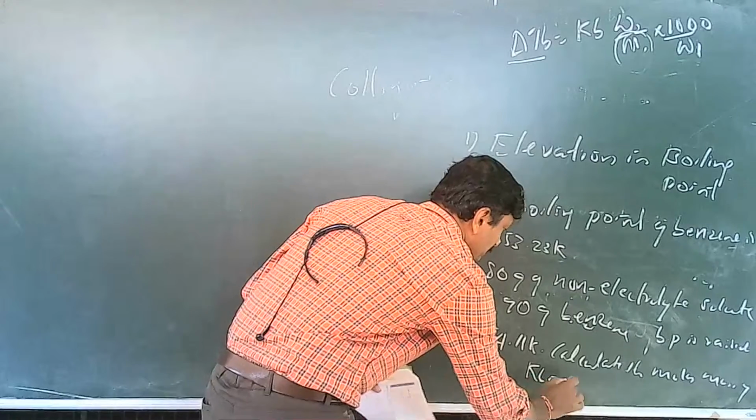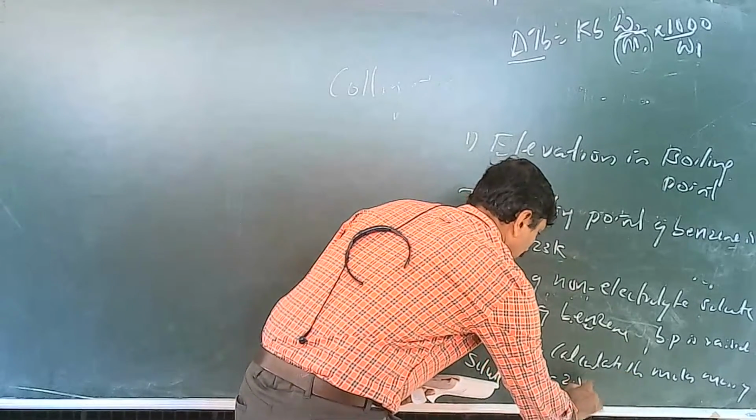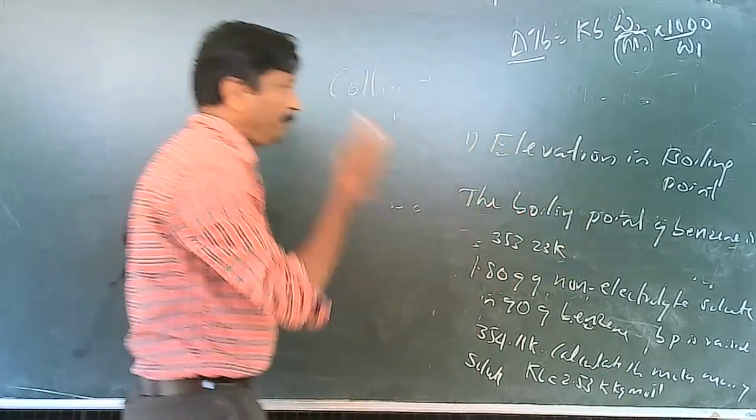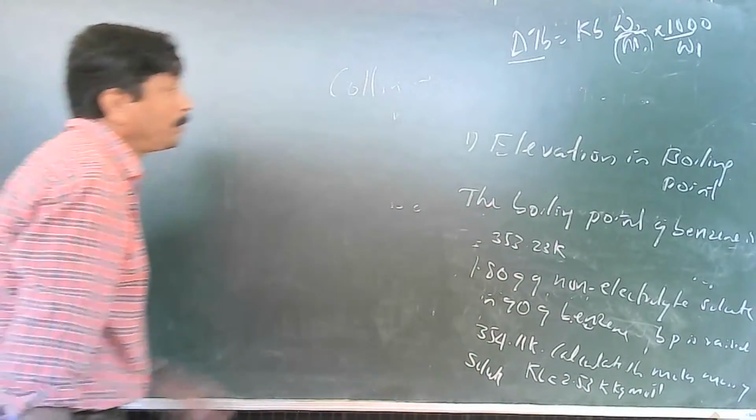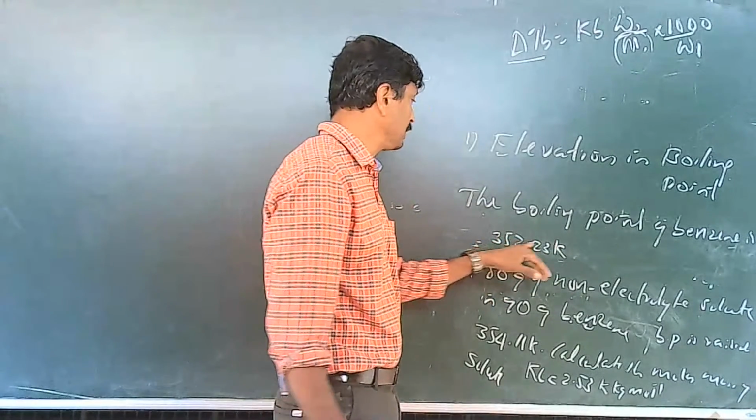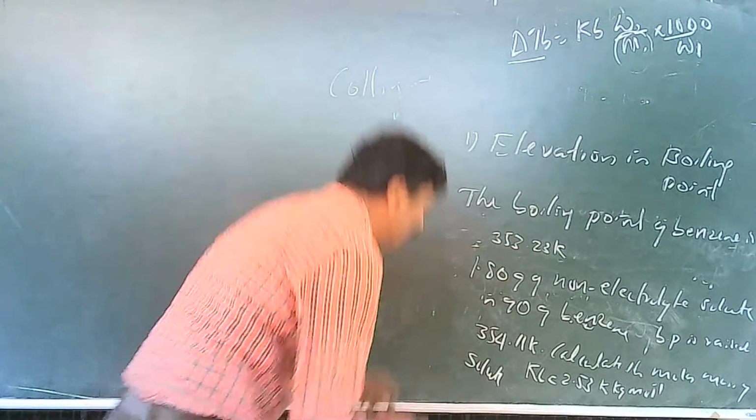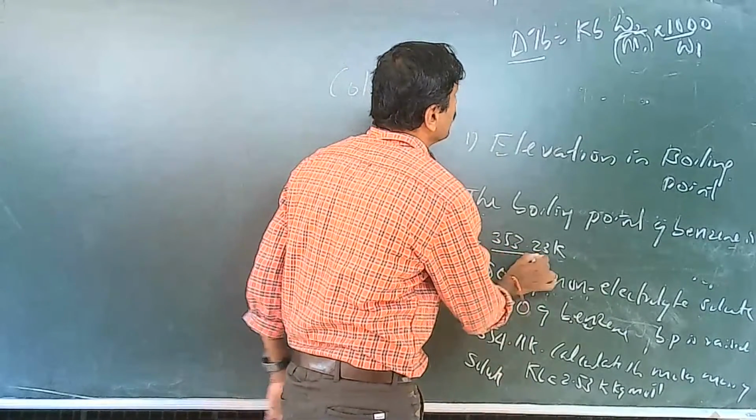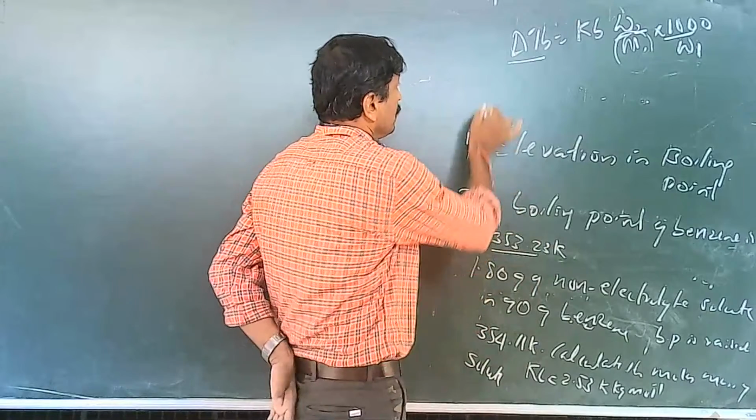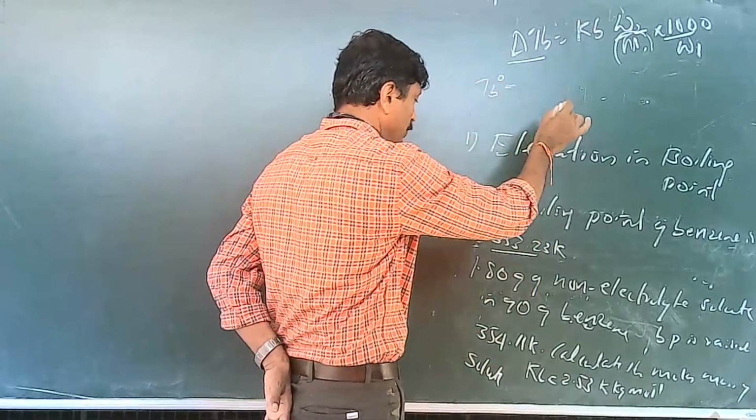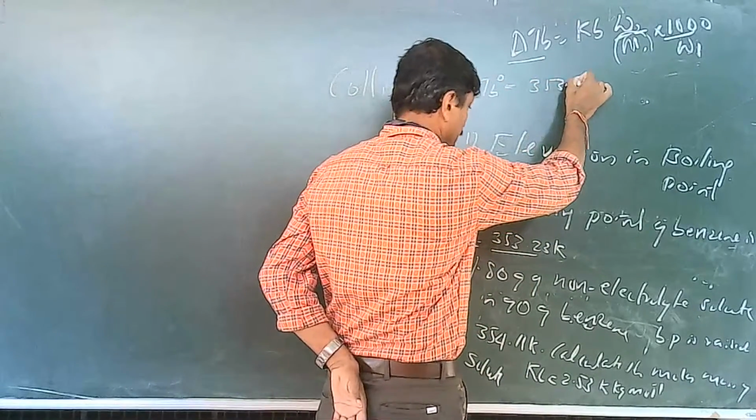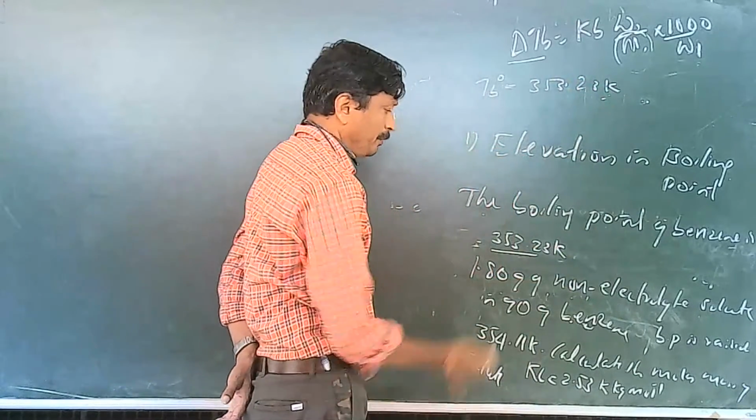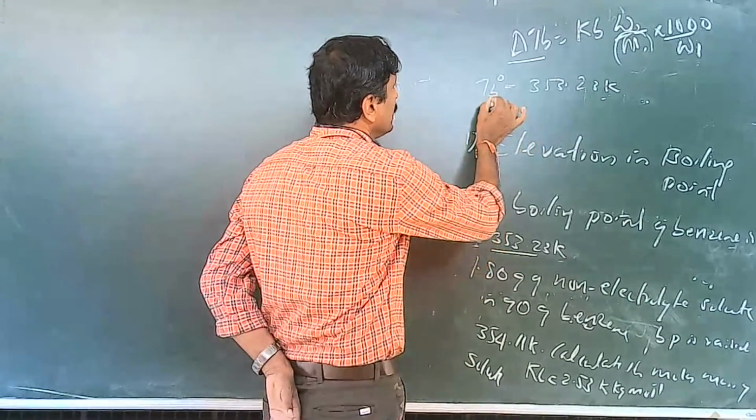Kb for benzene is 2.53 Kelvin kg per mole. So this is the problem. What are the things he has given? The boiling point of benzene is 353.23 Kelvin. This is Tb naught. Tb naught is equal to 353.23 Kelvin.